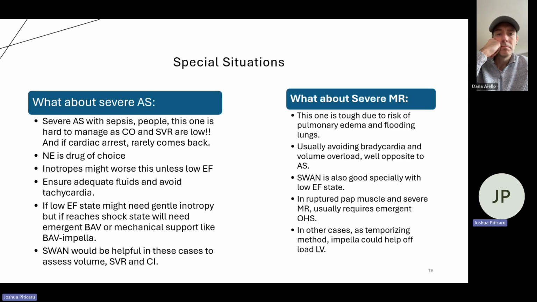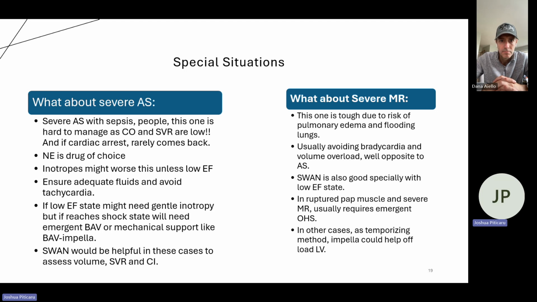So, some special situations, so we can wrap up. What about severe aortic stenosis? Severe aortic stenosis with sepsis, right? This one is very hard to manage, right? Because you are losing the battle in two fields.